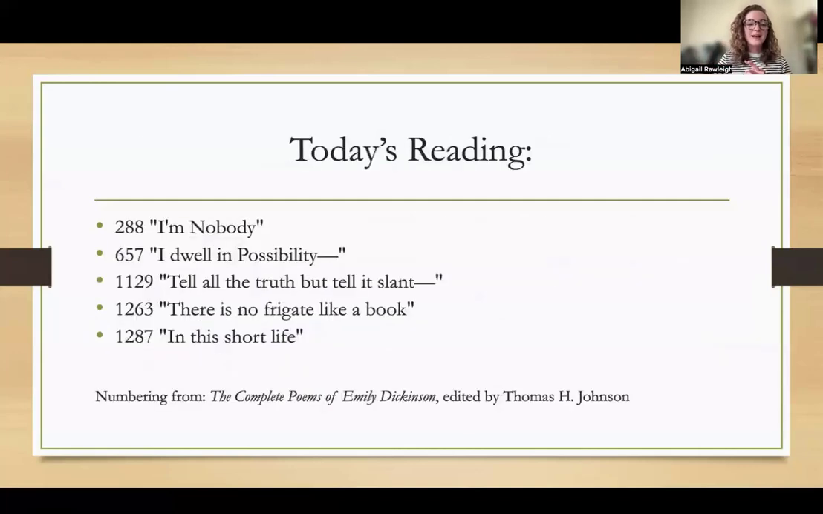So today, we read before our class meeting "I'm Nobody," "I dwell in Possibility," "Tell all the truth but tell it slant," "There is no Frigate like a Book," and "In this short Life," all of which talk about poetry, about the self, about the experience of reading. So take some time, if you haven't already, to read these poems and think about how you might approach them, and then we'll meet again on the next video or the next class meeting to talk more about Dickinson's poetry.